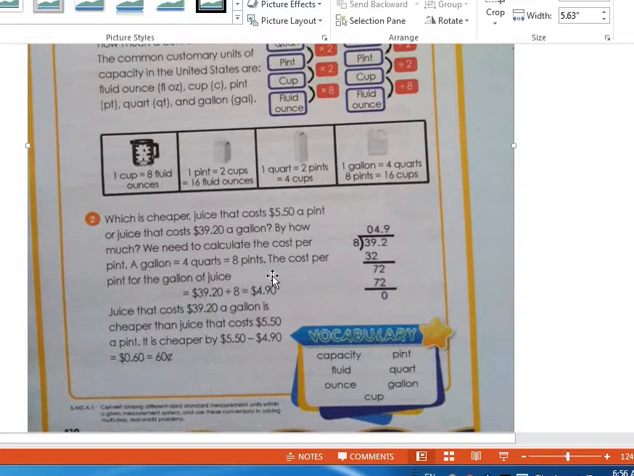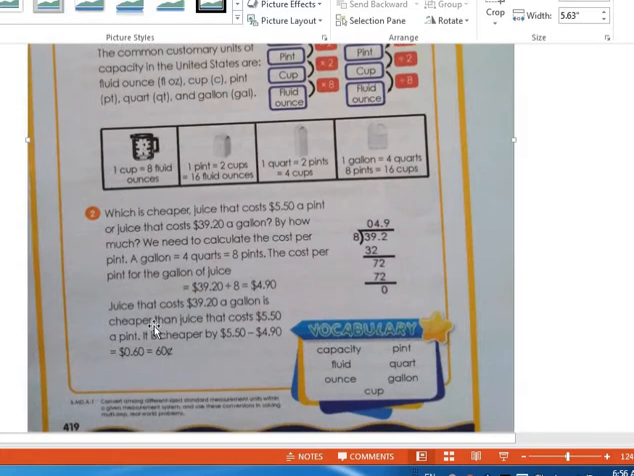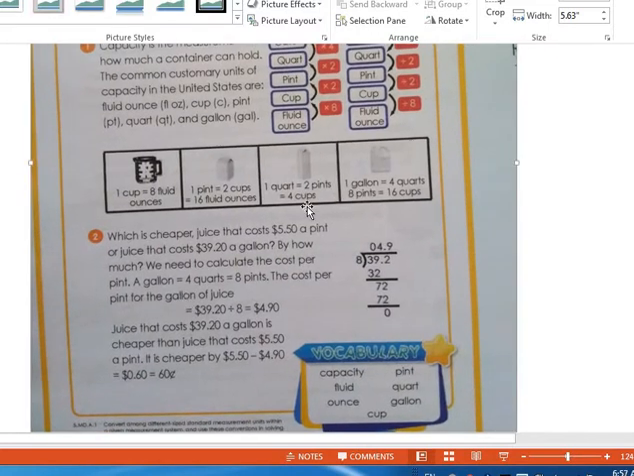So I calculated that it will be $4.90 per pint in the same gallon, and when it comes separately as single pints, it will cost $5.50. The difference, $5.50 minus $4.90, gives you $0.60, which means 60 cents. So my daddy will save 60 cents per pint. So it's better to buy a gallon, not to buy pints.